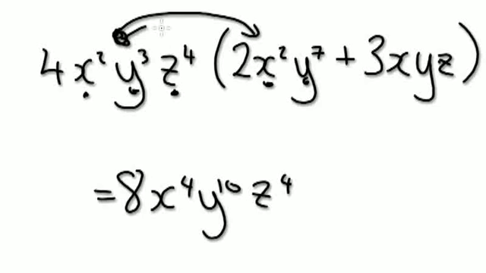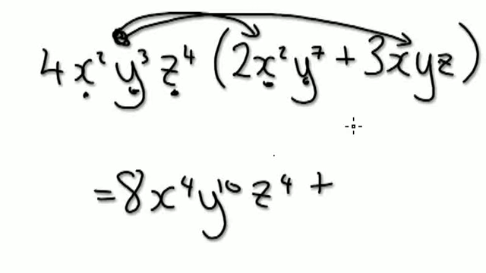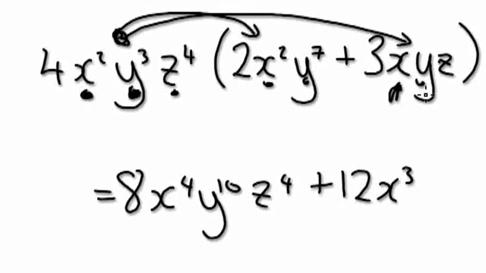Now you would do this times with this thing here. So 4 times 3, which is 12, and then look at the x here. Remember there's only one x here, so that will be x to the power of 3. Look at the y over here, so that'd be y to the power of 4. Look at the z, so that'd be z to the power of 5.